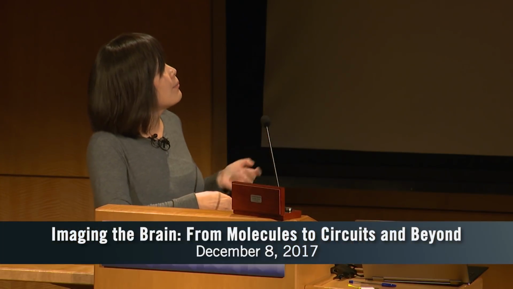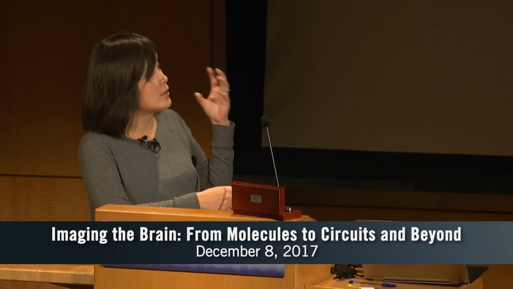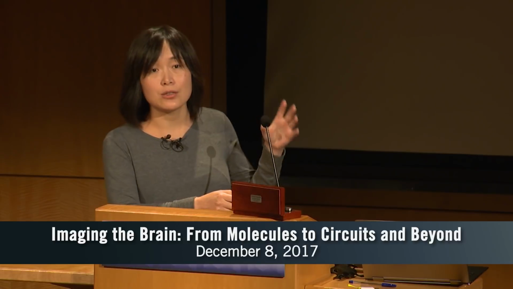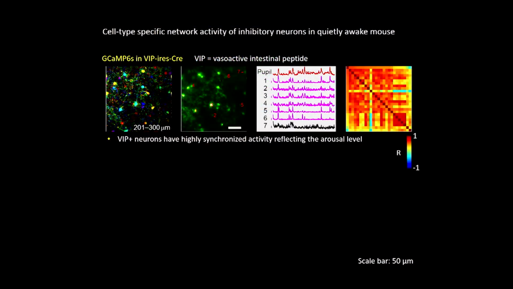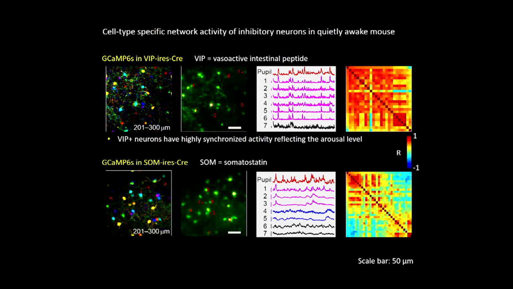So now what does that mean? It is known that if your pupils are dilated, that means you are paying attention. So I hope all you guys' pupils are dilated at this moment. But what we basically discovered is that the VIP neurons as a population have extremely synchronized activity reflecting the arousal level.